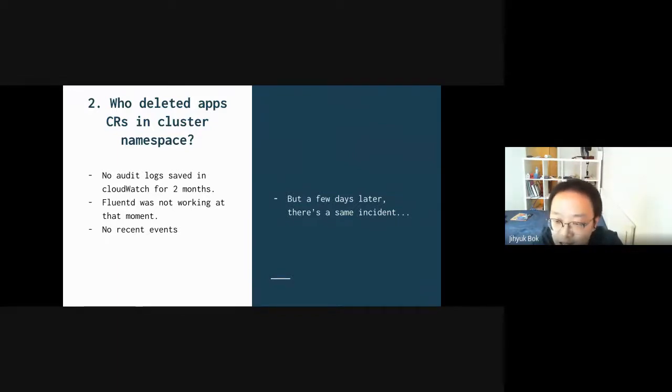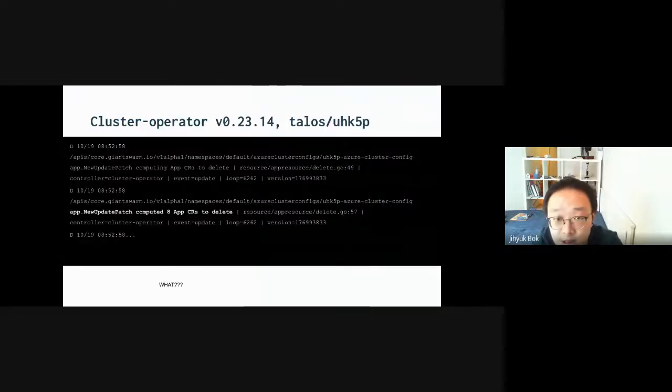But luckily, a few days later, there was the same incident. So I luckily got a log from the cluster operator. This is the cluster operator from the legacy cluster, Talos. And I see that there are some deletions logged as the trigger. As you see in the second line, the update patch computed 8 apps as CRs to be deleted.